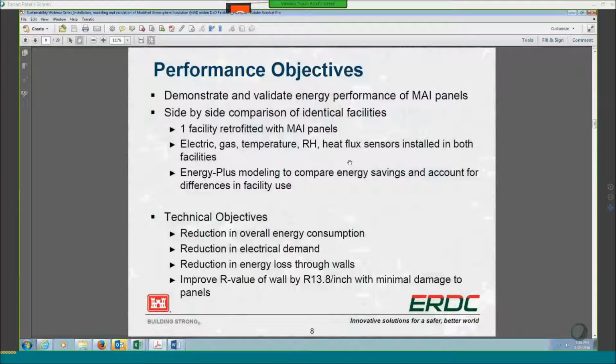Our technical objectives here were to demonstrate the overall reduction in energy consumption and quantify that reduction, as well as the electrical demand and the energy loss. The energy loss through the walls was measured through heat flux sensors. Our other goal as well is to improve the R value of the wall by roughly R14 per inch. So the existing facility, if you account for thermal bridging, already has roughly R14 per inch, and so we're essentially doubling the insulation factor on these facilities.